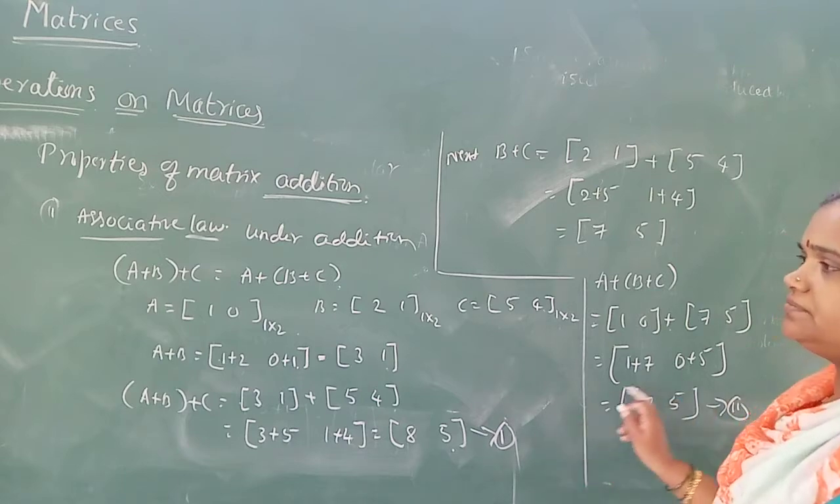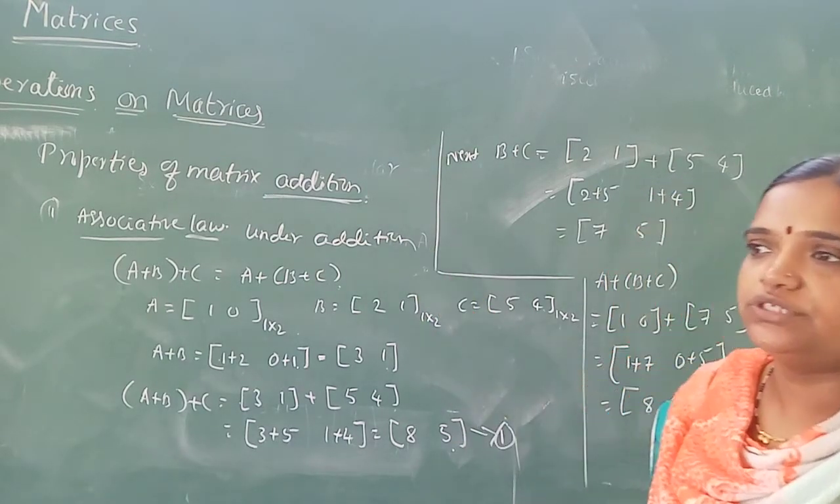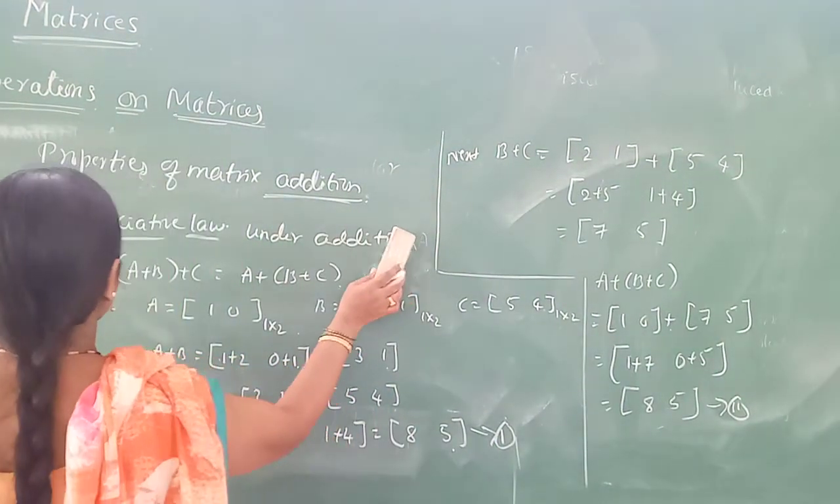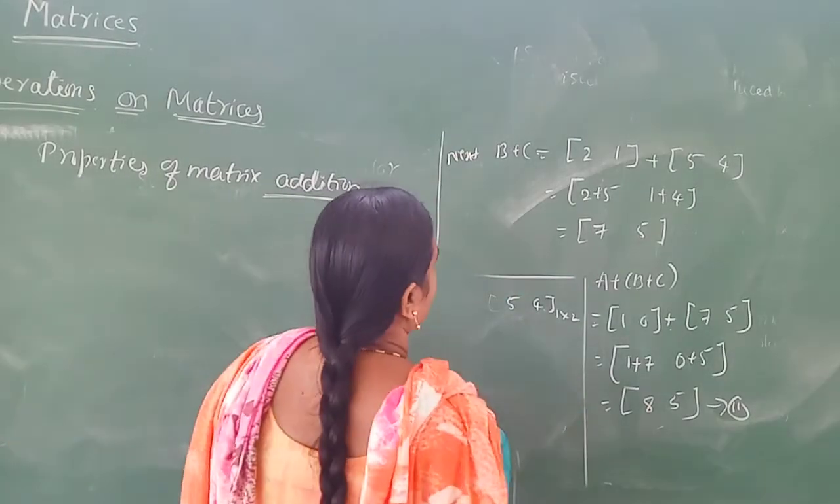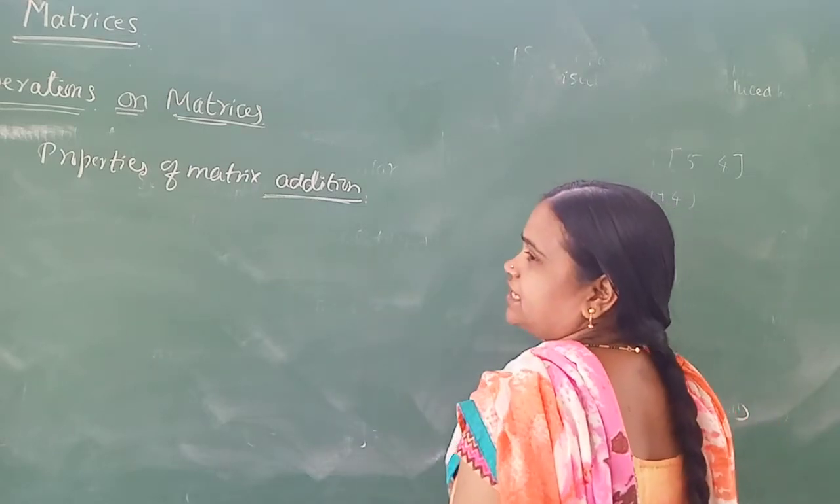These both are equal. Therefore, which law holds good here? Associative law holds good. Okay. Next, identity. The same thing we did in binary operation, the same operation we are using here, but only thing is addition.